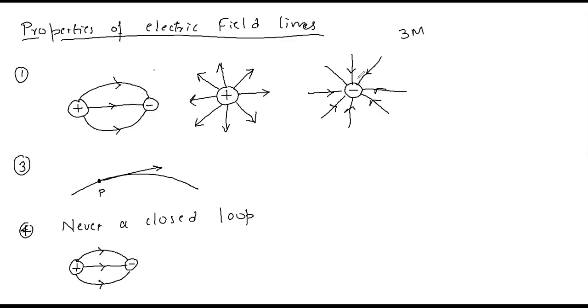We saw here in the case of a negative charge, it originates at infinity and moves towards the negative charge. So there is no way out like this. The reverse way is not there. So we say that the electric field lines are never a closed loop.